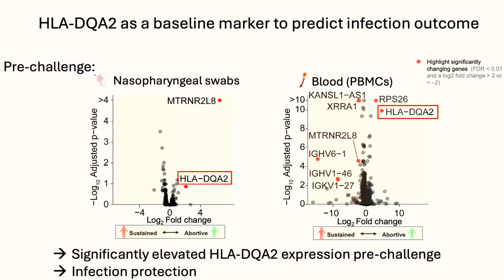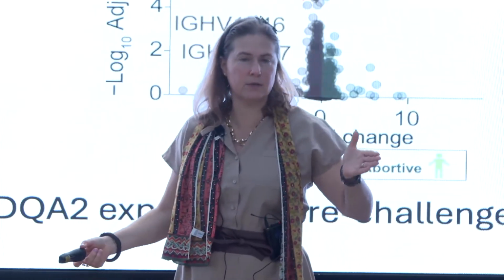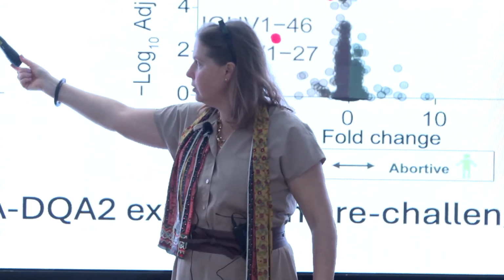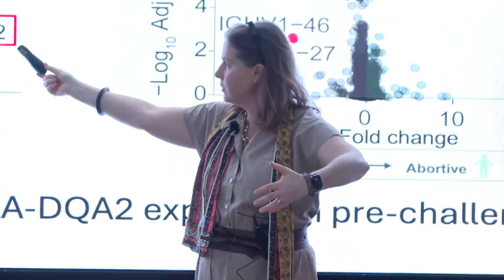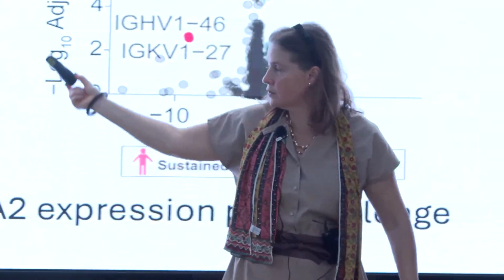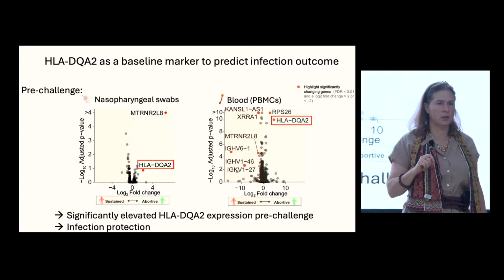So we did an unbiased differential expression analysis of all the cells in the nose, a nasopharyngeal swab on that side, and the blood, in terms of calculating pre-challenge, at day -1, what's the difference between the expression pattern in those people who completely defended themselves against the infection versus the people that had sustained infection? What's their baseline difference? And really the only clear gene that was statistically significantly highly overexpressed in the people who defend themselves was this innate immunity cofactor HLA-DQA2.